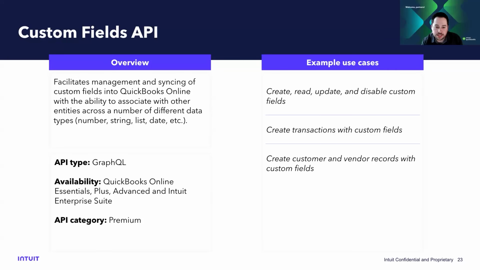Now, some example use cases here. Again, touching on the life cycle, create, read, update. Instead of delete, it's now disable custom fields. You'll be able to create transactions with these custom fields. And even beyond transactions, you'll also be able to look at some entity level operations, so creating customer and vendor records with these custom fields.